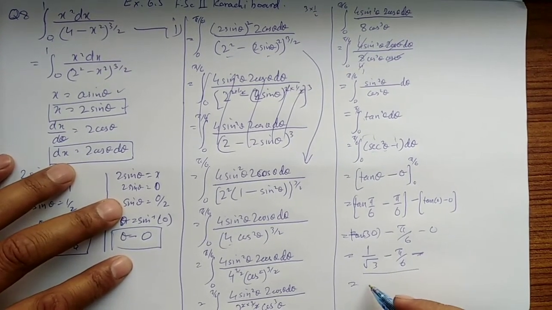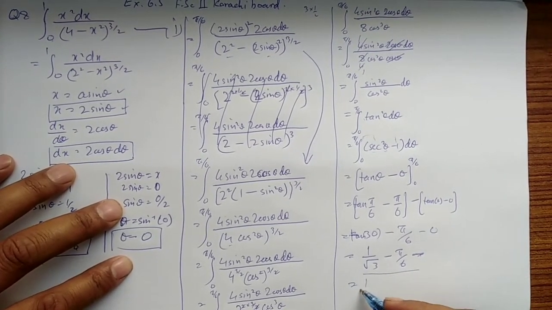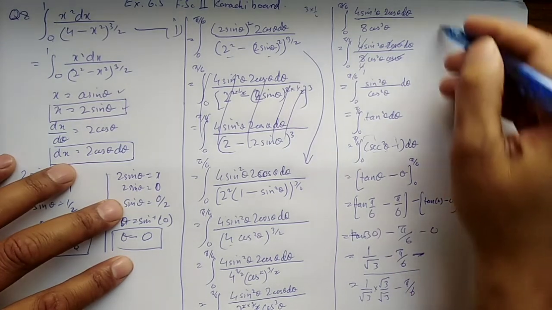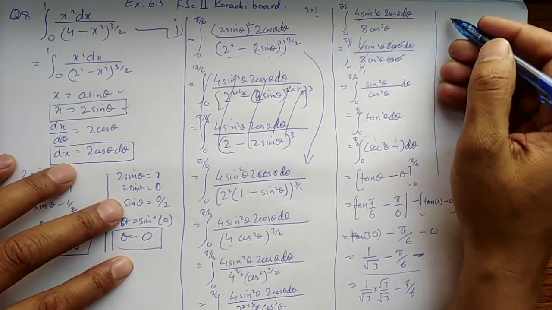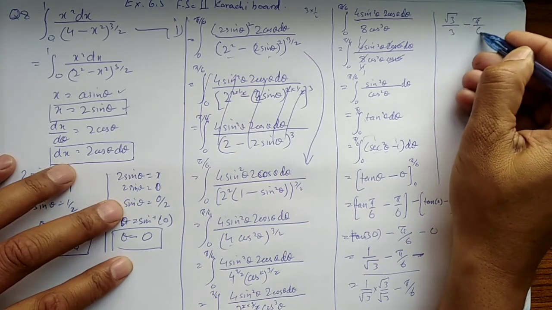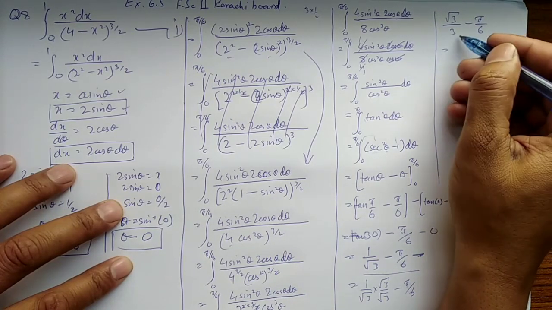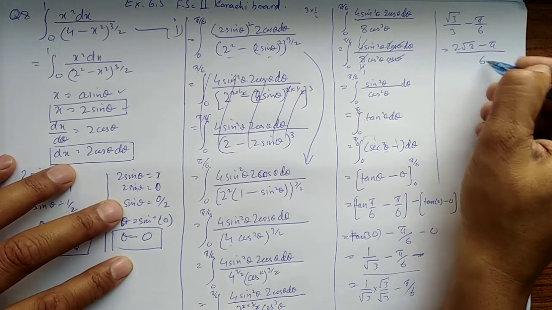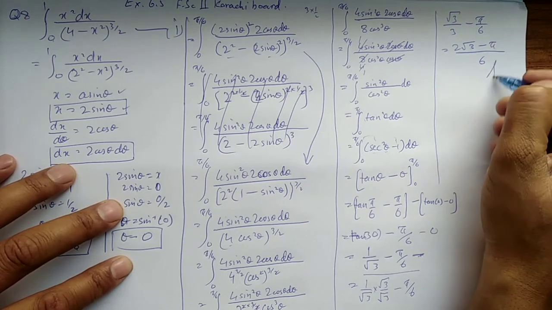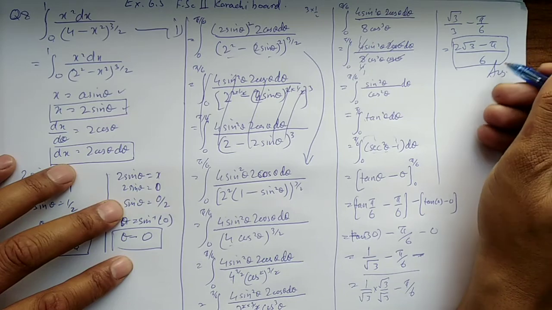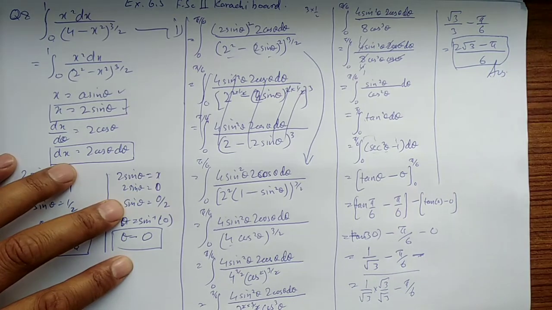If you want to further simplify that, multiply 1 upon root 3 by root 3 upon root 3, and you can write this as root of 3 upon 3 minus pi upon 6. Taking the LCM, you can write 2 under root of 3 minus pi upon 6. This can also be your answer, in a very simplified form. After this you can't do anything, so this can be your final answer.